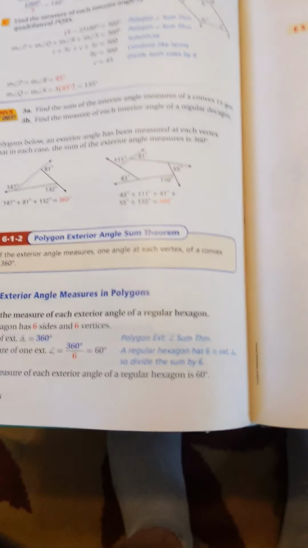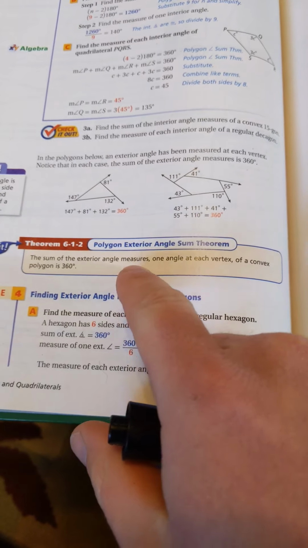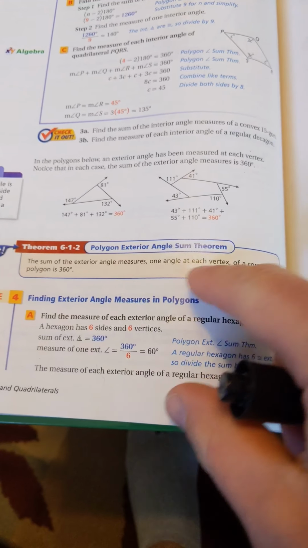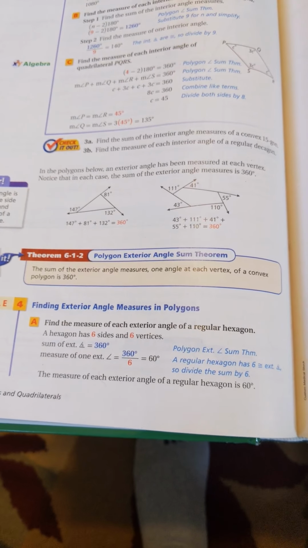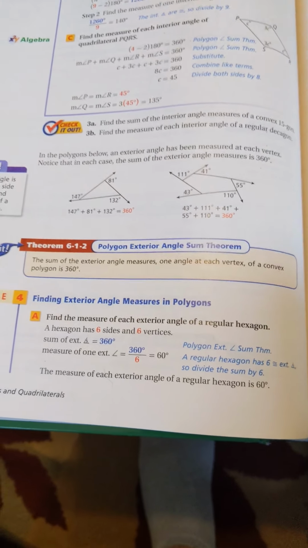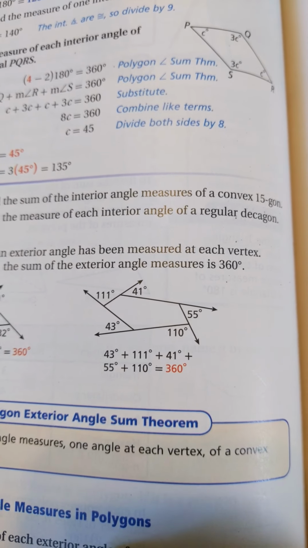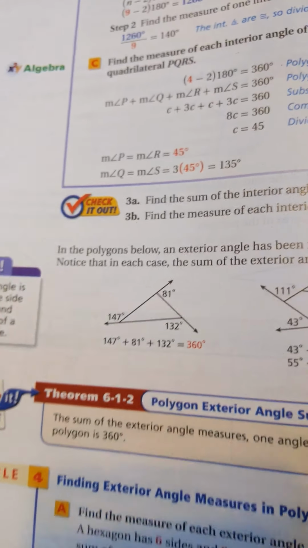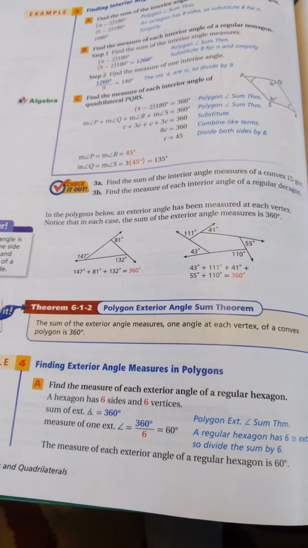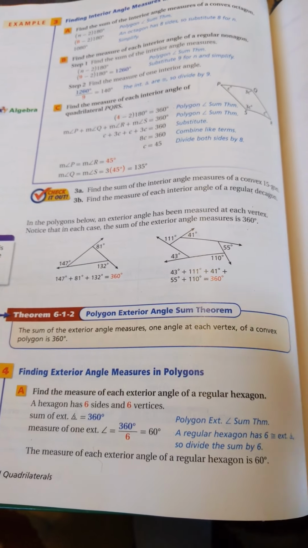One cool thing moving into next is the exterior angle sum theorem, and it says the sum of the exterior angle measures, one angle at each vertex of a convex polygon. So no matter the shape, 10-sided, 12-sided, 100-sided, it's always 360 degrees. If we look at this example, the angle measures always add up to 360. No matter what shape you're working with, all these exterior angles always add up to 360 degrees.